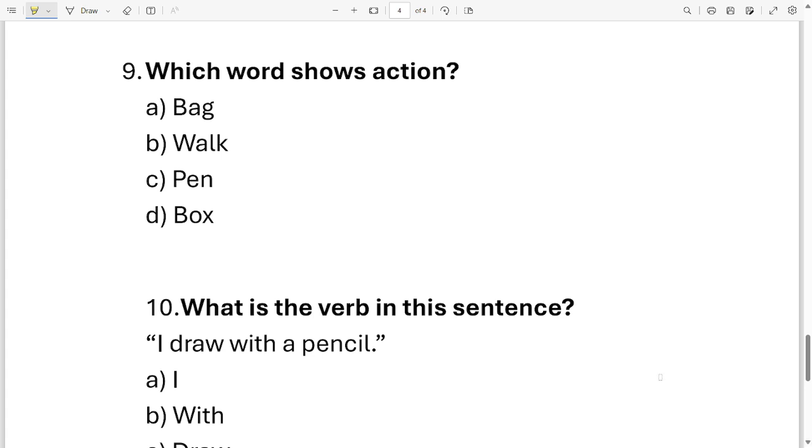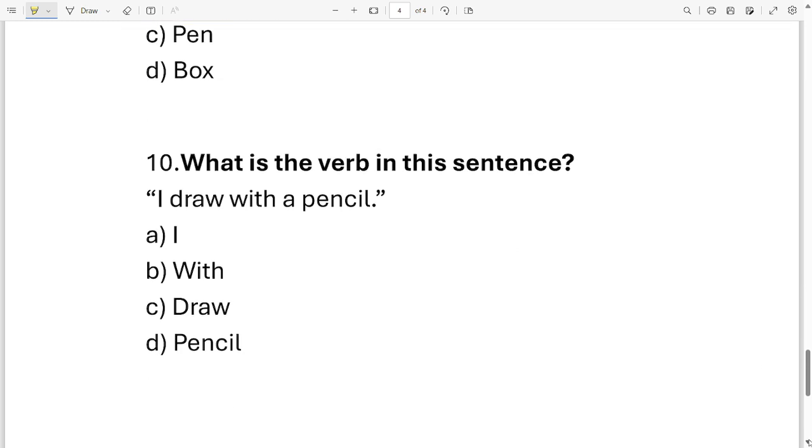Question 9. Which word shows action? Here are your options: bag, walk, pen, box. Now you have to identify which word is showing action. Is bag showing some action? Is walk showing some action? Is pen showing action? Or is box showing action? It is option B. Walk is an action. The rest are things. They are not moving. Walk is something which is doing some action.